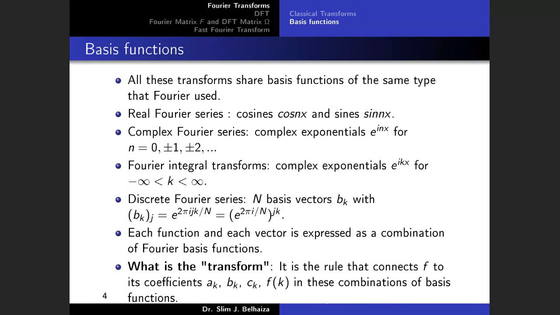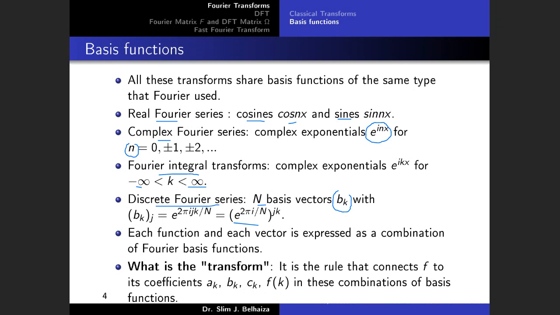There are some basis functions to be considered. All these transforms share basis functions of the same type that Fourier used. The real Fourier series uses cosine nx and sine nx. Complex Fourier series use complex exponentials like e to the power inx, where n is an integer: 0, plus or minus 1, plus or minus 2. Fourier integral transforms use complex exponentials like e to the power ikx, for k between negative infinity and plus infinity. And discrete Fourier series have n basis vectors bk with bkj equal to e to the power 2 pi ijk divided by n, which you can also write as e to the power 2 pi i over n, all to the power k.